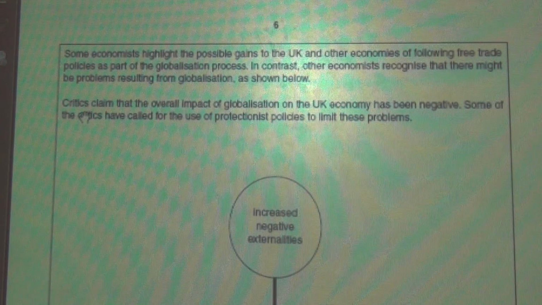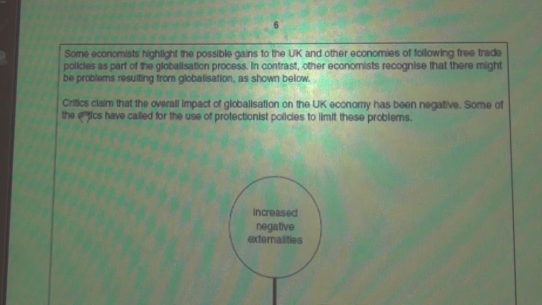In contrast, other economists recognise that there might be problems from globalisation. So we've got a sort of advantages, disadvantages argument going on here. Critics claim the overall impact of globalisation on the UK economy has been negative. Some of the critics have called for the use of protectionist policies to limit these problems.